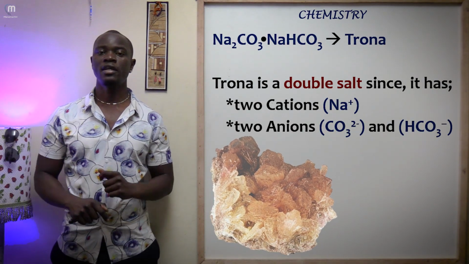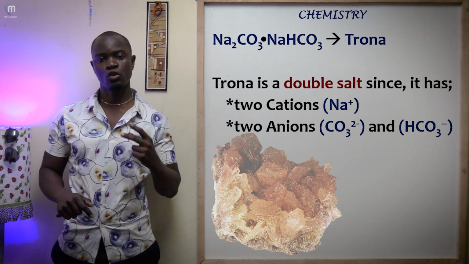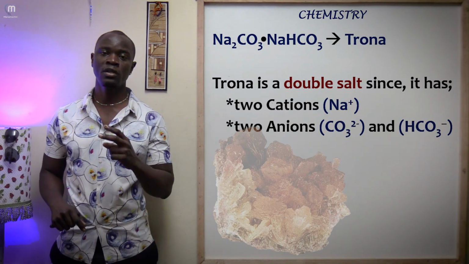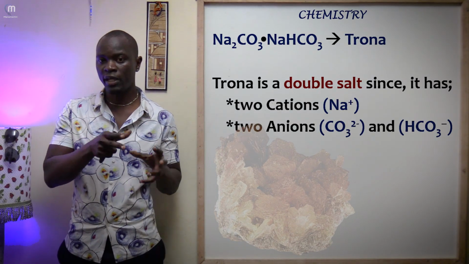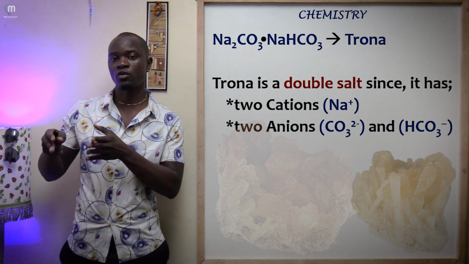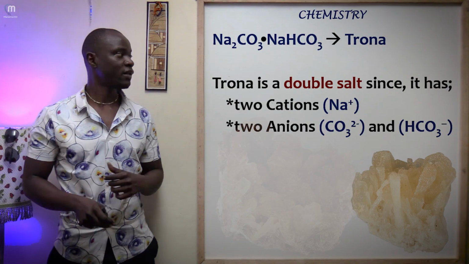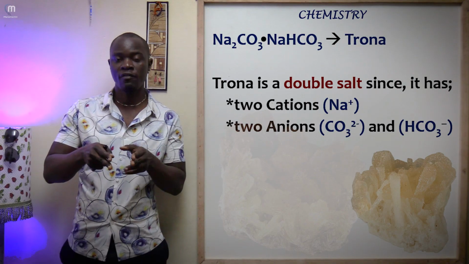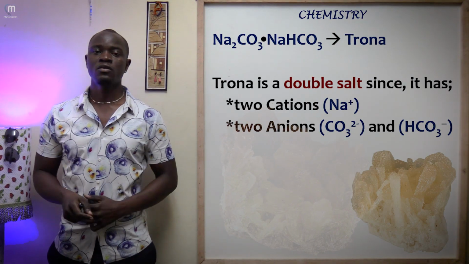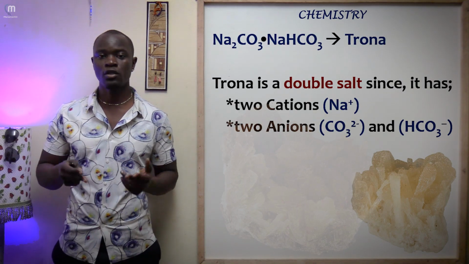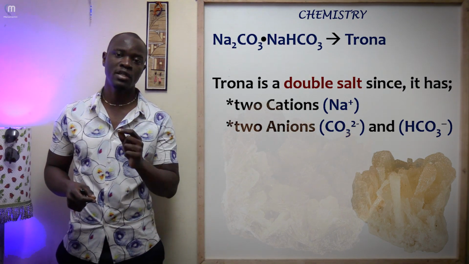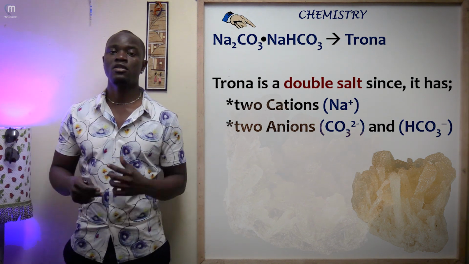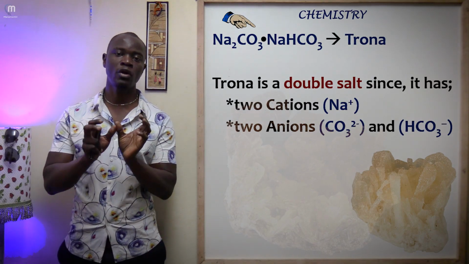For the double salt, remember we say these are salts that contain two anions or two cations in the structure. For example, our Trona, as you can see, contains two anions, which are the carbonate and the hydrogen carbonate, for sodium hydrogen carbonate. And for the cations, we have sodium for the sodium carbonate, and sodium for the sodium hydrogen carbonate. Since this Trona contains two cations and two anions, that is the reason why this salt is called a double salt.